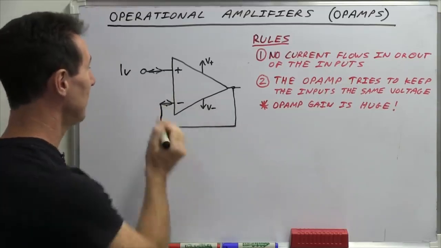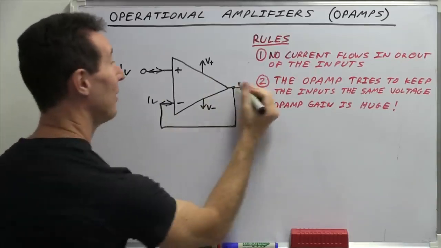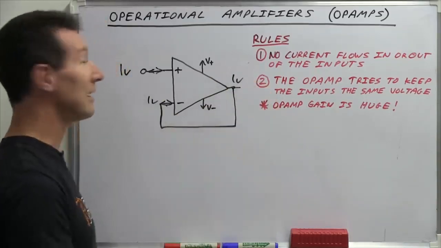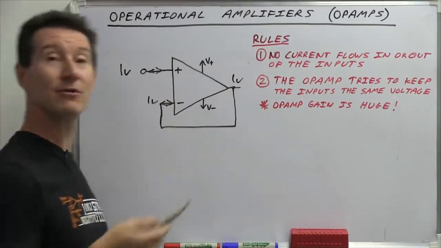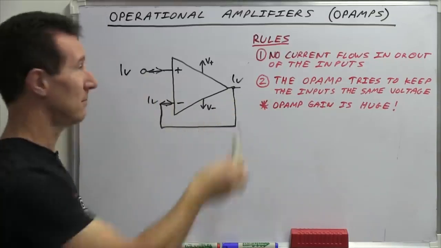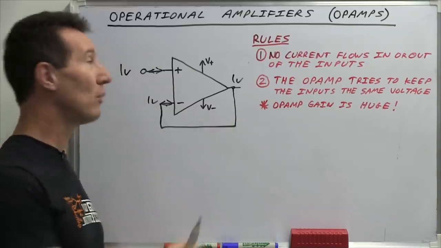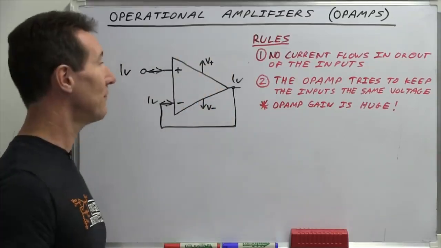So if we've got 1 volt here, then we've got 1 volt here, and because it's just connected by a bit of wire, we're going to get 1 volt out here. That's why it's called a buffer. It's not an amplifier because there is no gain. 1 volt in, 1 volt out. Minus 1 volt in, minus 1 volt out. Whatever the voltage is, within the limits of the power supply voltages here.